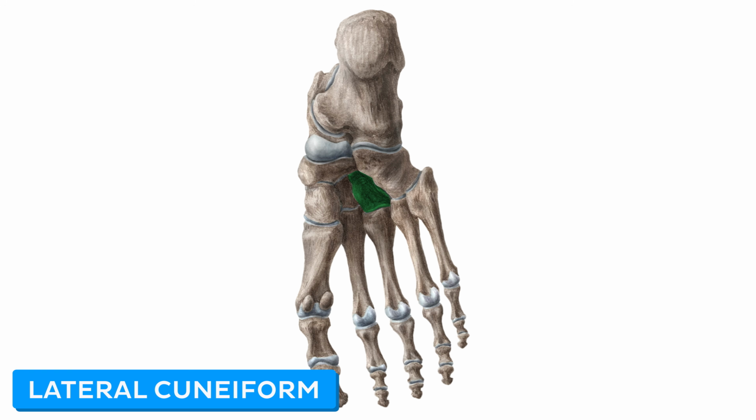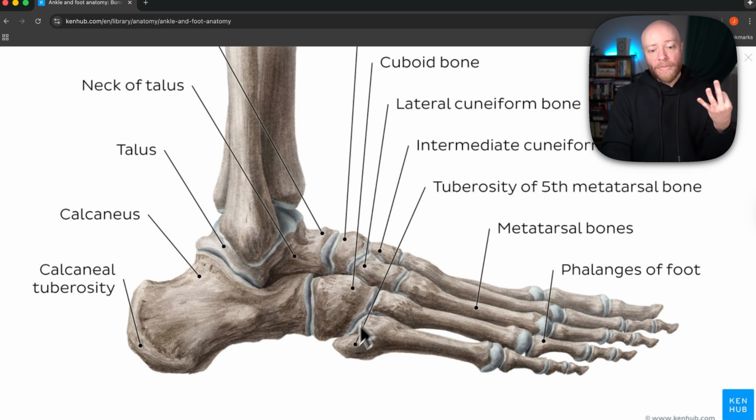So if you add those together, right? We have the three cuneiforms. You then have the cuboid. You then have the navicular, and then we have the talus and calcaneus. That gives us seven ankle bones or seven tarsal bones. This is the tarsus. This is the tarsal region of your foot.